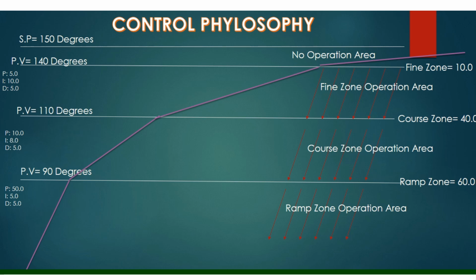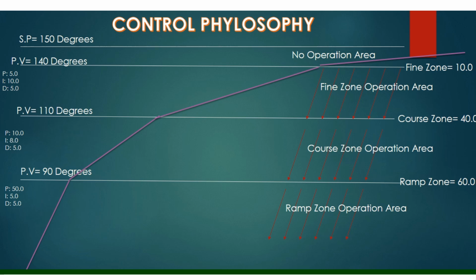Now let us see. The SP is here, it is 150 degrees, and my PV is increasing through 90 degrees, through 110 degrees, through 140 degrees, and it will try to achieve the 150 degrees.